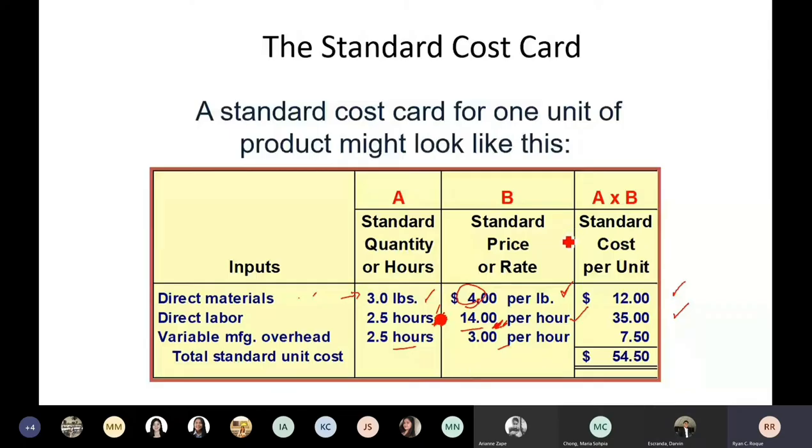Ah, ito, dito. Okay, so gusto lang natin i-highlight dito yung sa theory part, no? Na kung bakit nagkakaroon ng materials variances, bakit meron labor variances, bakit may overhead variances. So, bakit kaya hindi nasusunod ang 3 pounds? Bakit minsan magagamit natin 4 pounds, mas marami? Kasi minsan, substandard yung ating materials. Kung substandard, mas maraming materials gagamitin mo. So, kung substandard, maaaring mas mura.